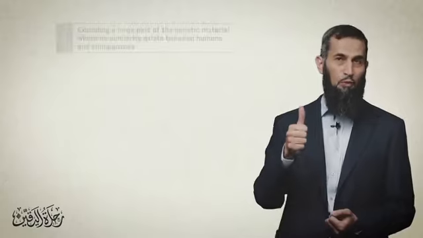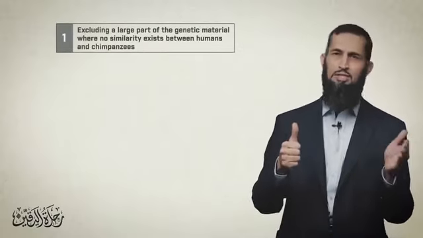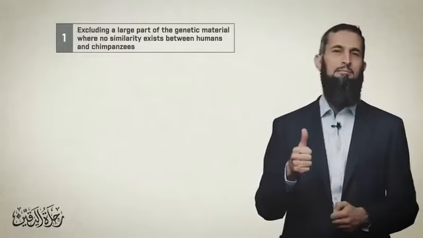Let's follow their 5 steps to accomplish this. First, omitting a large part of the genetic material where no homology exists between humans and chimpanzees.